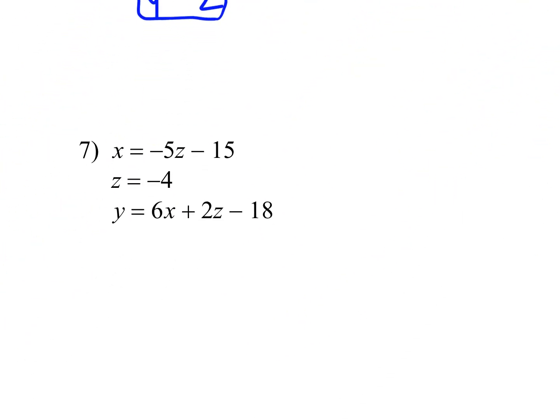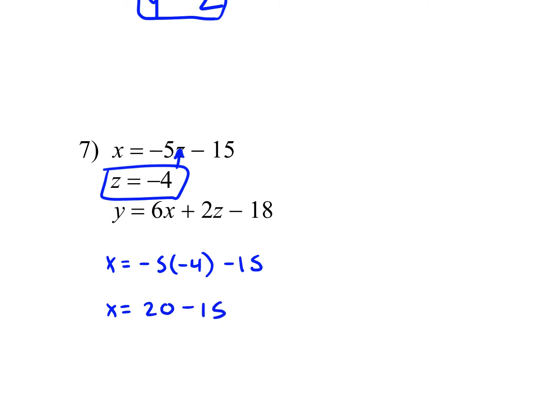So for number 7, it gave us z is equal to negative 4. So which equation do I have to plug that into? The first one, because that one has 2 variables. So I'm plugging it into z. So I have x is equal to negative 5 times negative 4 minus 15. What should I do next? Multiply, so 20 minus 15. So what's x equal to? 5.